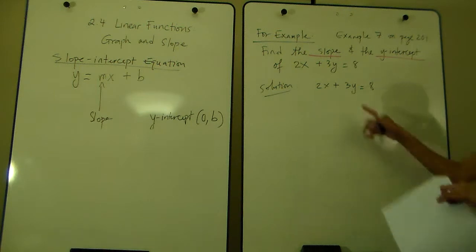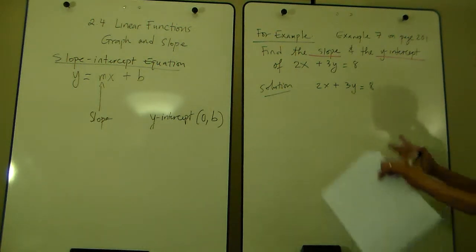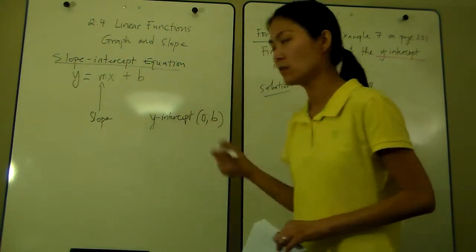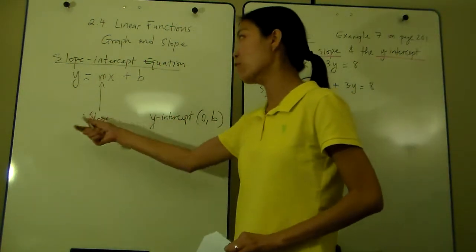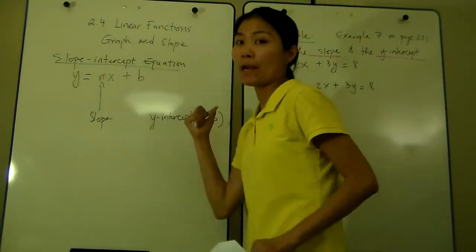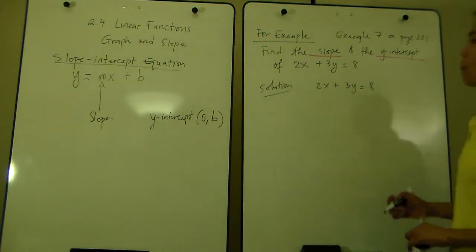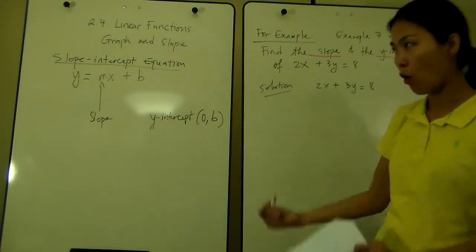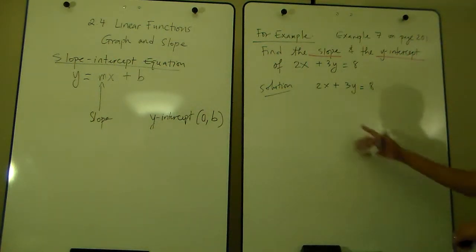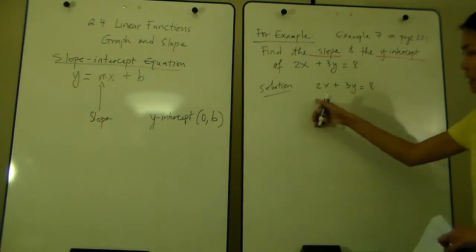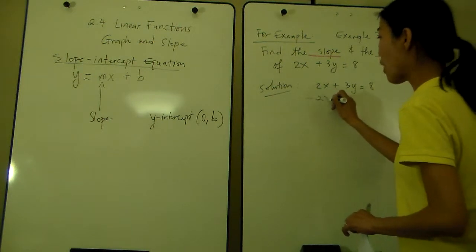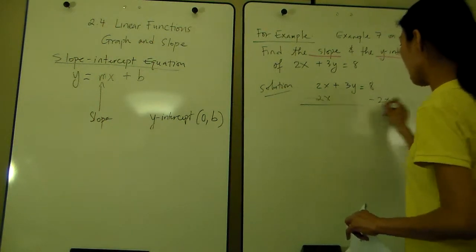So when you see this equation, 2x plus 3y equals 8, we need to convert it into the slope-intercept equation, which has y isolated on the left and everything else on the right-hand side. My goal is to solve for y. So how do we solve for y? 3y is added by 2x, so I need to remove this 2x term. I'm going to subtract 2x on both sides.